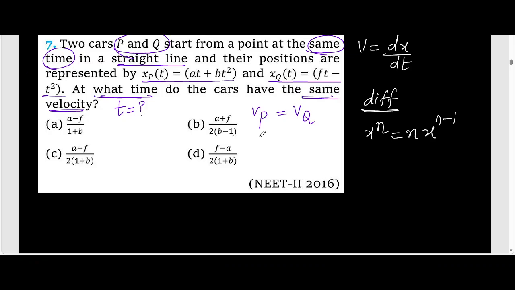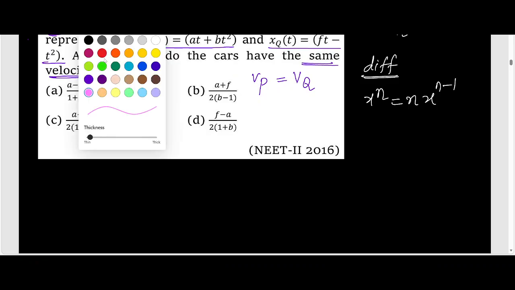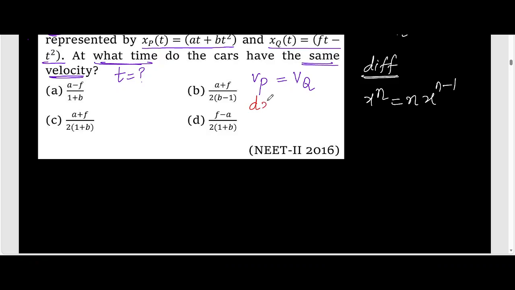Now let us follow this condition. Velocity of car P is equal to velocity of car Q. So what is velocity of car P? Differentiate displacement of car P with respect to time. And VQ means what? Differentiate displacement of car Q with respect to time. And the question says these two are equal. So just differentiate and then equate them. So if you differentiate XP, you will get A into 1 plus B into 2T. This is equal to F into 1 minus 2T, since the differentiation of t square is 2T.